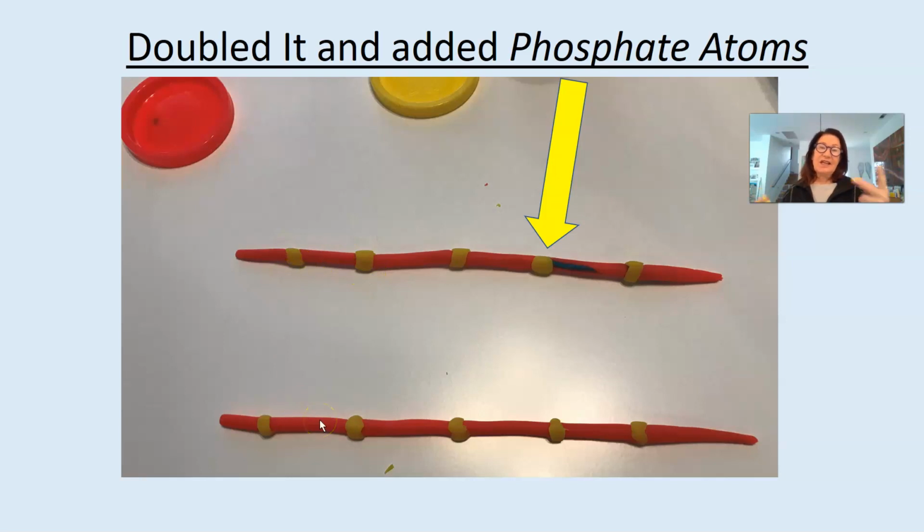Okay, and in DNA, obviously it's double stranded, right? So I had to make another one. So you can see below here, it looks exactly the same. The red is representing my deoxyribose, and the yellow ones are my phosphate.